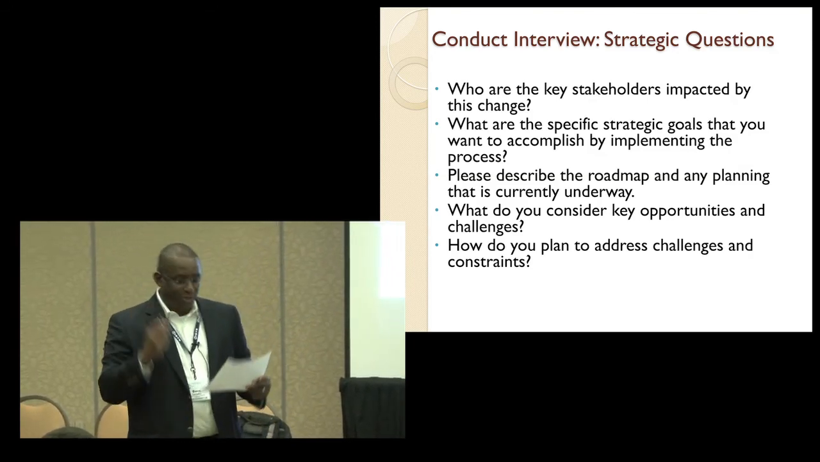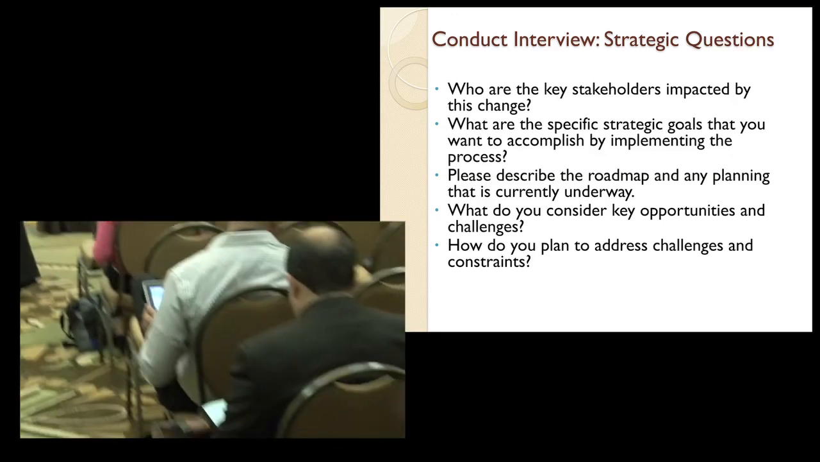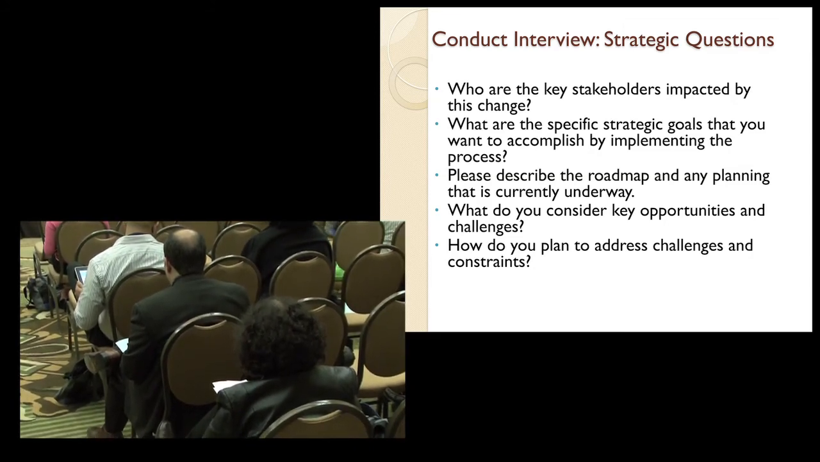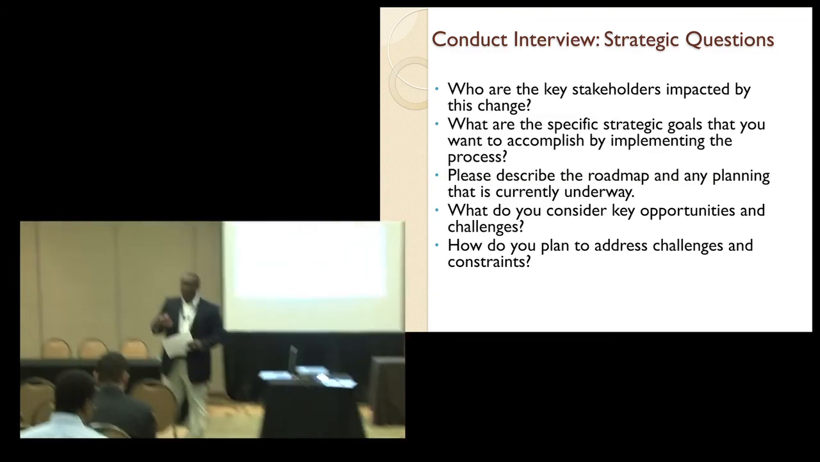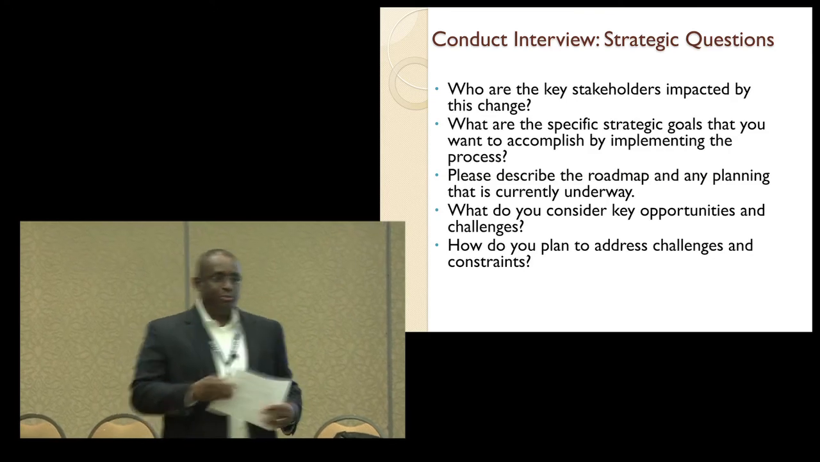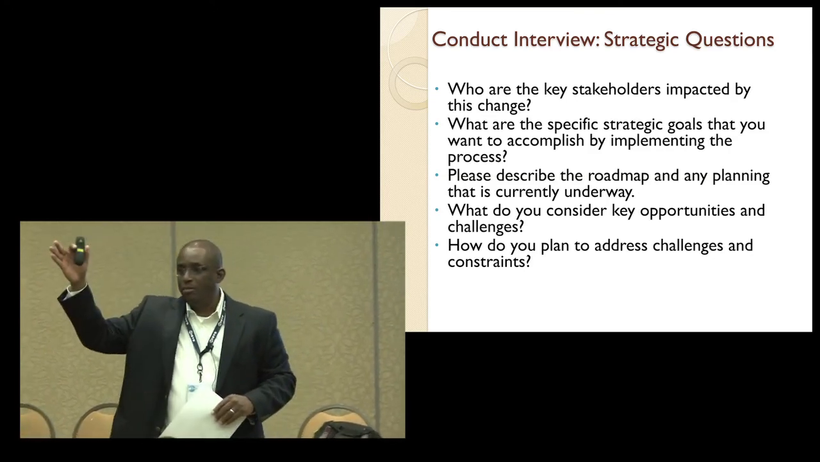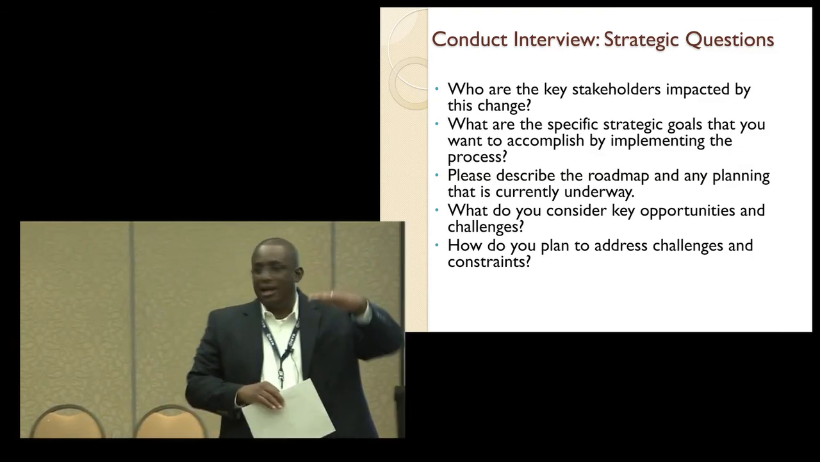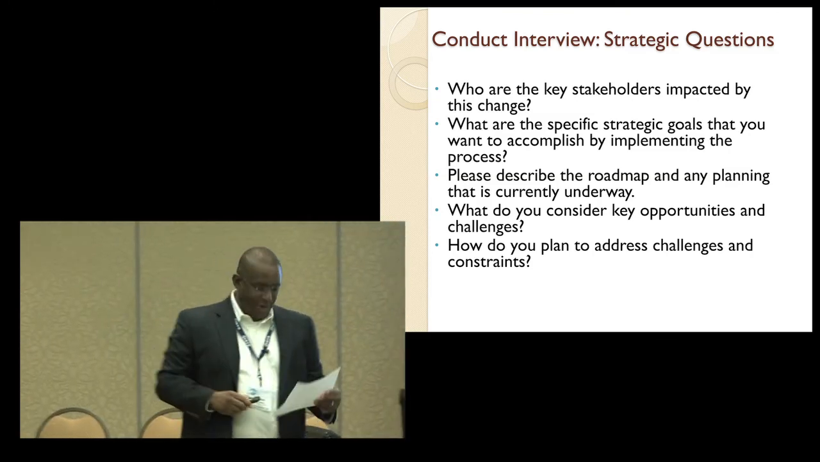Now, survey question number 2. Someone has survey question number 2? Please read it. What are the specific strategic goals that you want to accomplish by implementing the process? Well, the strategic goal is that we want to reduce costs. We want to reduce risk. Right now, our price is escalating from $500,000 to $2 million annually. One of my strategic goals is to make sure we get that down to 0, and we want to do that within a 1-year period.